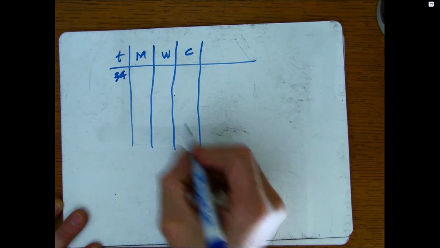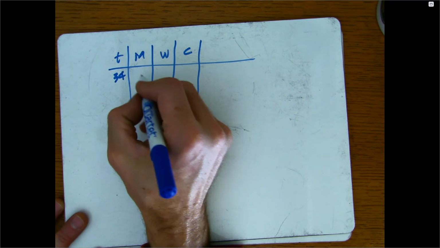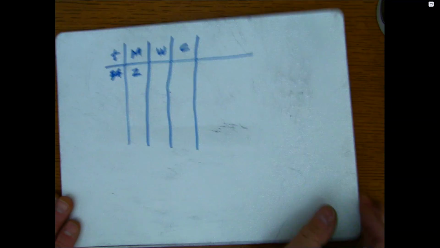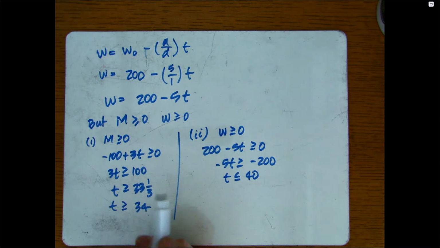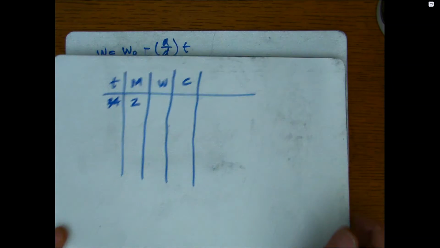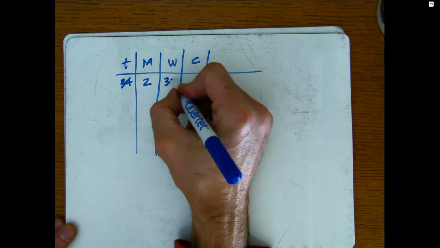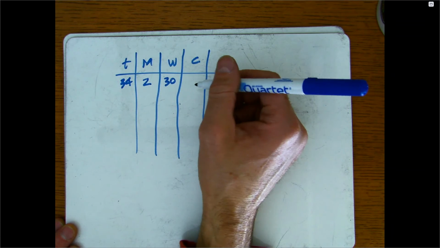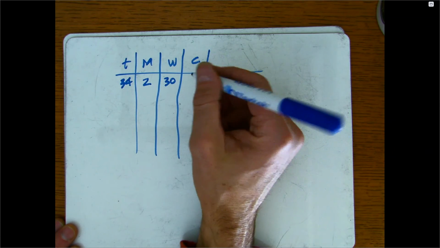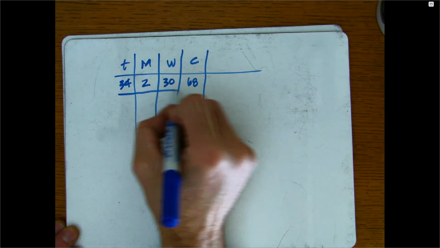So let's think about this. If t is 34, if you plug into our solution, you'll get 2 men. If you put 34 in here, 3 times 34 will give you 102. 102 minus 100 will give you 2 men. If you plug 34 into the women's equation, you'll find out that's 30 women. And the number of children, of course, remember this has to sum to 100. So once we've picked men and women, we take it away from 100 and you have children. So 68, I believe, is correct there. So that's one set of solutions.